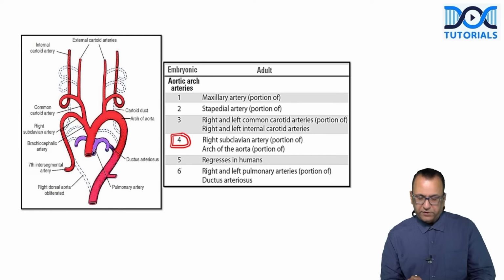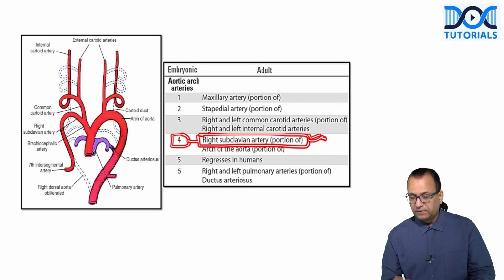When it comes to the fourth arch artery, as I mentioned, on the right side it is part of the right subclavian artery, the beginning of the right subclavian, and on the left side it is the arch of aorta between two branches of the arch of aorta, that is the left common carotid and left subclavian, which can be seen in the diagram.